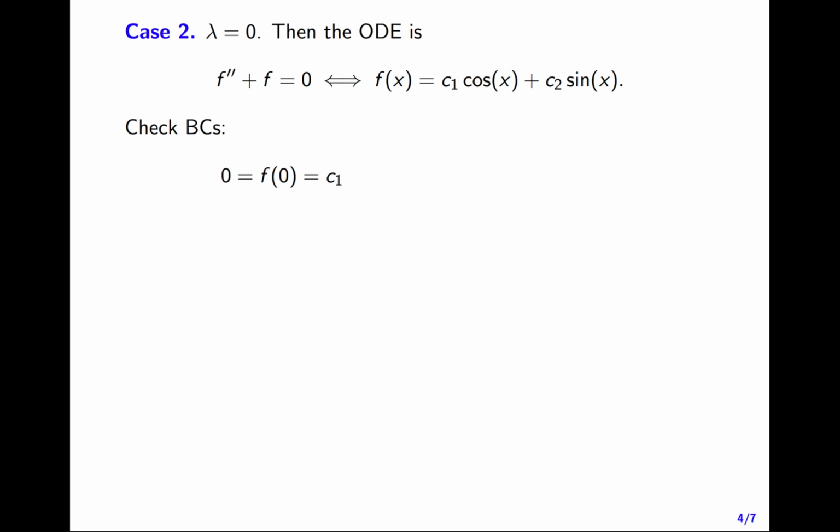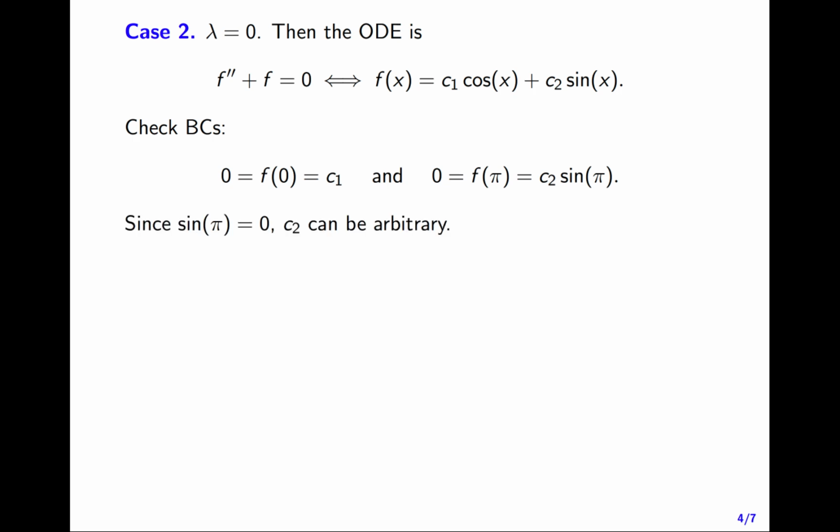We want 0 to be equal to f of 0, which again is c1. And we want 0 to be equal to f of pi, which now has to be c2 times sine of pi. Now we note that, of course, sine of pi is equal to 0, so no matter what c2 is, we'll meet the second boundary condition.